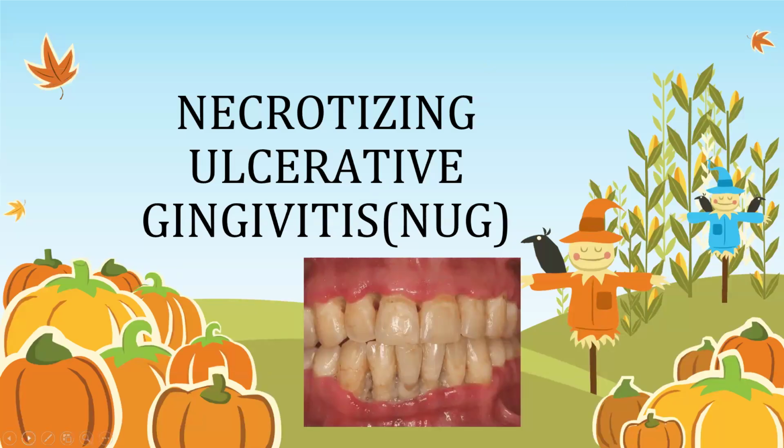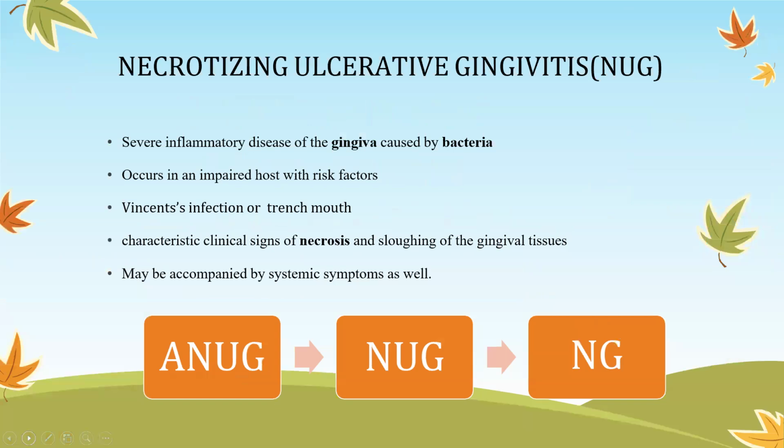Good morning, everyone. Today, I am going to discuss necrotizing ulcerative gingivitis. It is a severe inflammatory disease of the gingiva which is caused by bacteria. It occurs in an impaired host with risk factors. It is also known as Vincent's infection or trench mouth disease. And the characteristic clinical signs include necrosis and sloughing of the gingival tissue, and it will be accompanied by systemic symptoms as well.